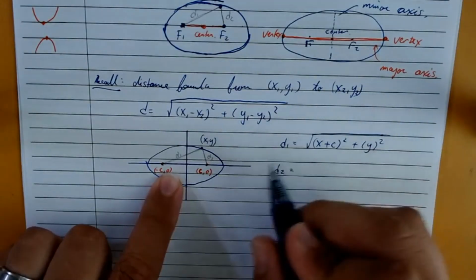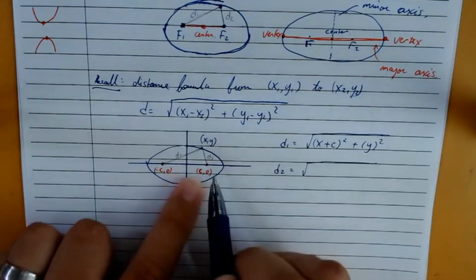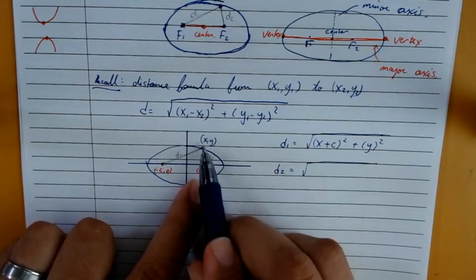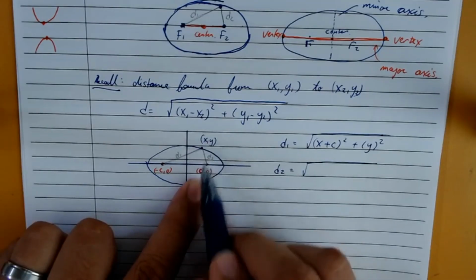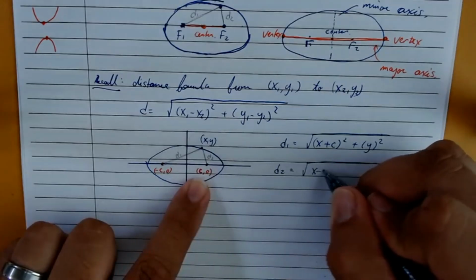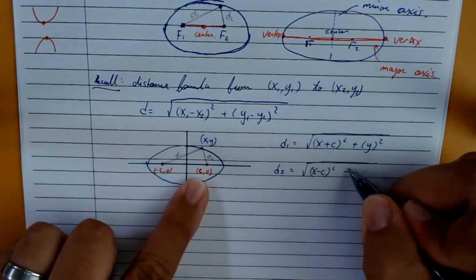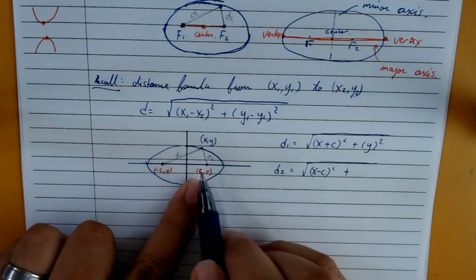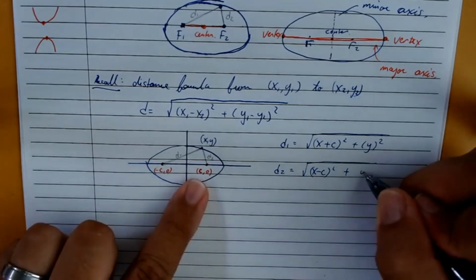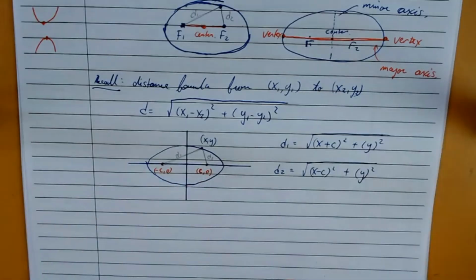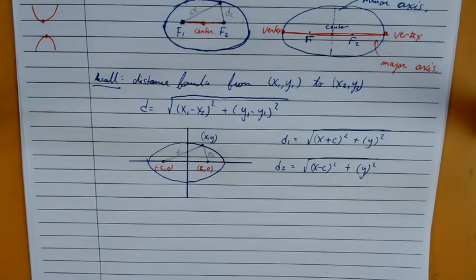d2, well, that's going to be the distance between this second focus and that point. So the difference between the x values, x and c, it'll give me x minus c, squared. I'm subtracting them. Plus the difference in the y values, y minus 0, well, that's going to stay y squared. So those are the distances d1 and d2.